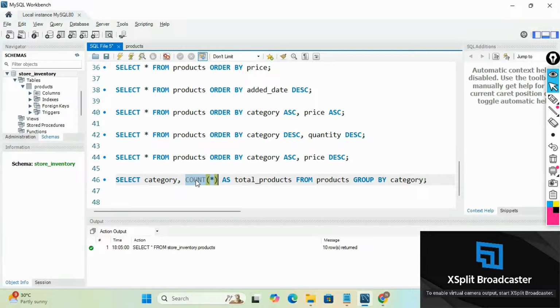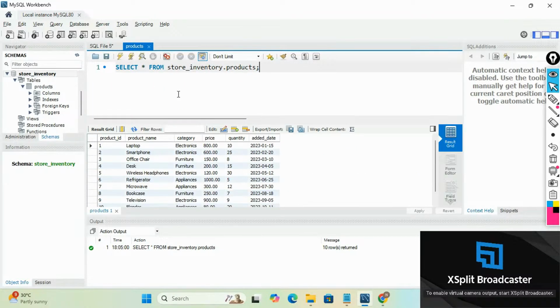Okay, count the number of rows, and give an alias name to the column as total products. For each and every category, you'll get this count. So in simple, it is like under the furniture category, do we have furniture? Yes. Under the furniture category, how many products do we have? We'll get the count. Under the electronics category, how many products do we have? In the same way for the third one as well.